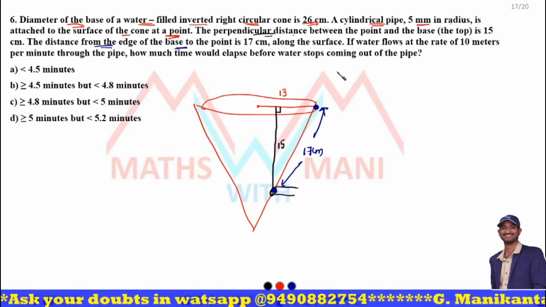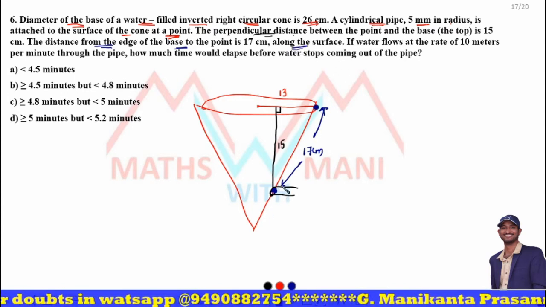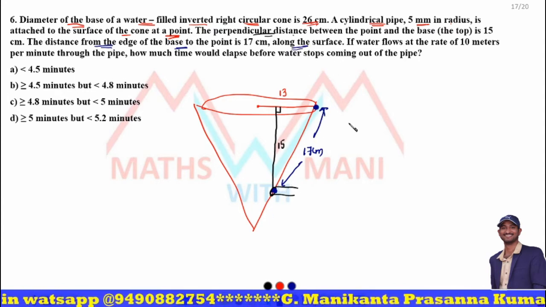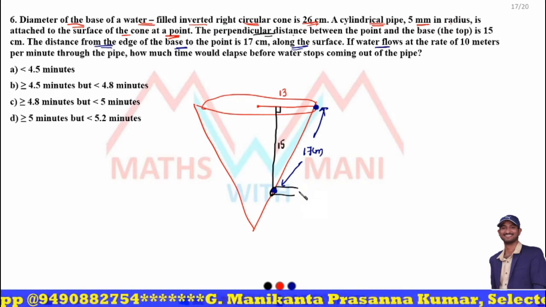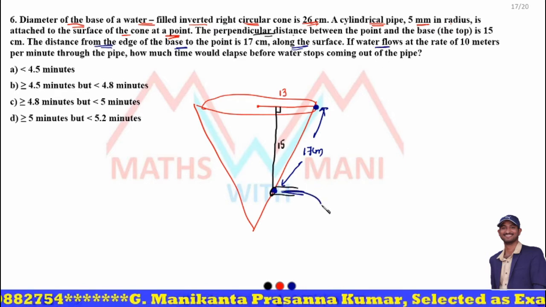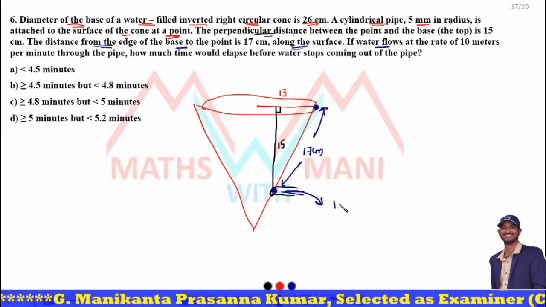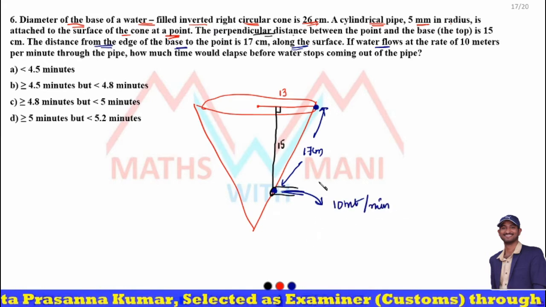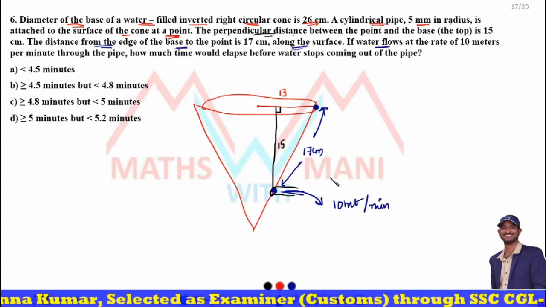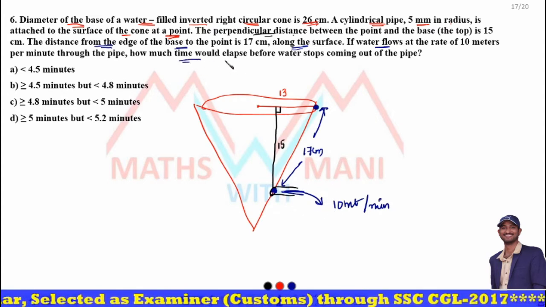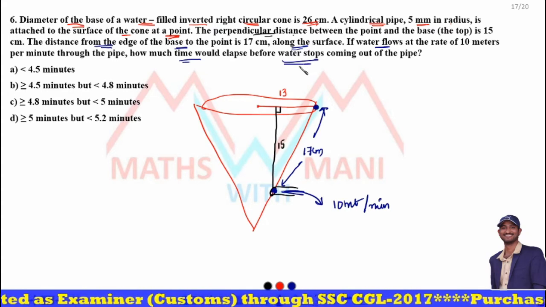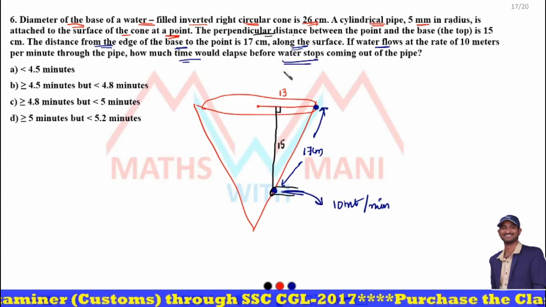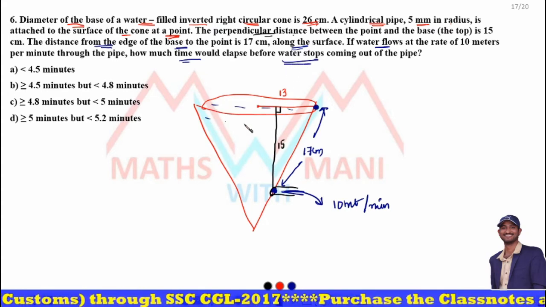Okay, along the surface, this is the surface of the cone. If water flows at the rate of 10 meters per minute through the pipe, how much time would elapse before water stops coming out of the pipe? Basically, here there is water throughout.